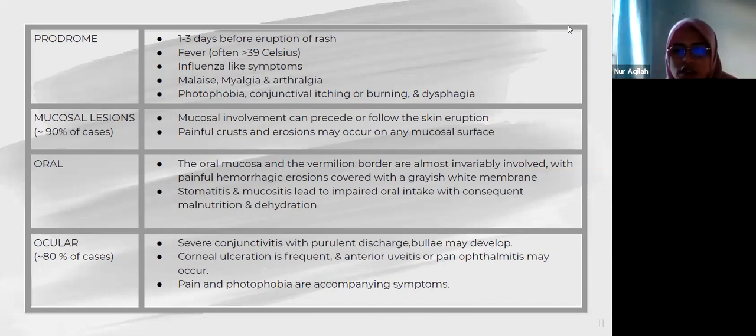Okay, and then mucosal lesions occur in approximately 90% of the cases, where they either precede or follow the skin eruption. Can happen before or after the skin eruption. They present with painful crusts and erosions. It may occur on any mucosal surface.